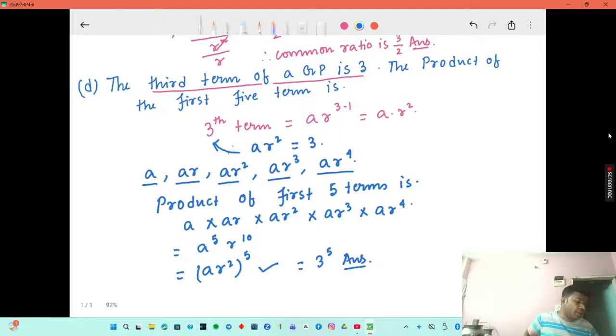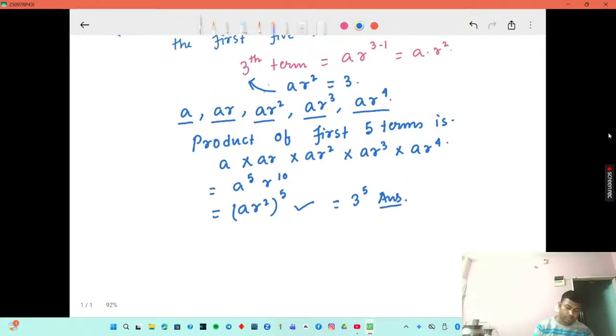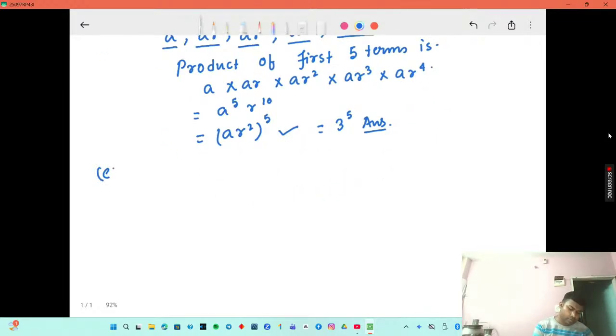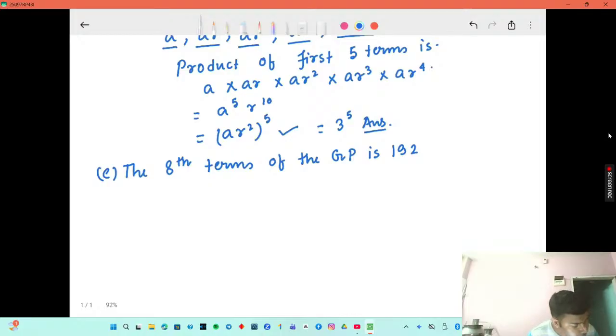The next question is: the eighth term of the GP is 192 and its common ratio is 2.